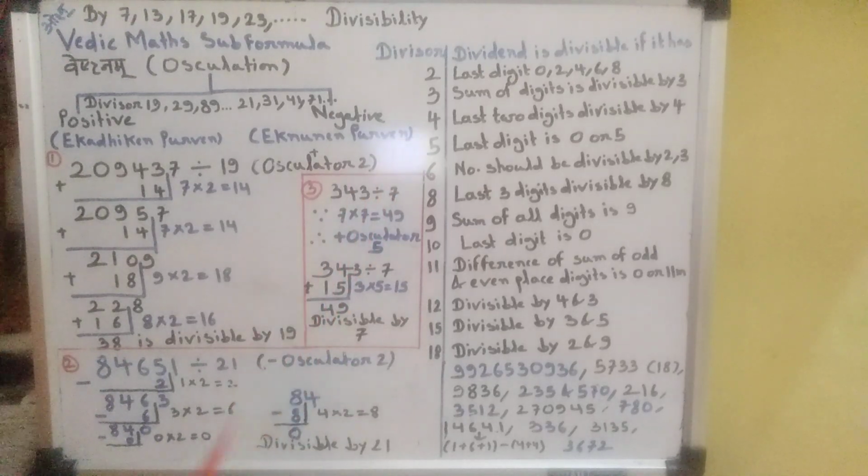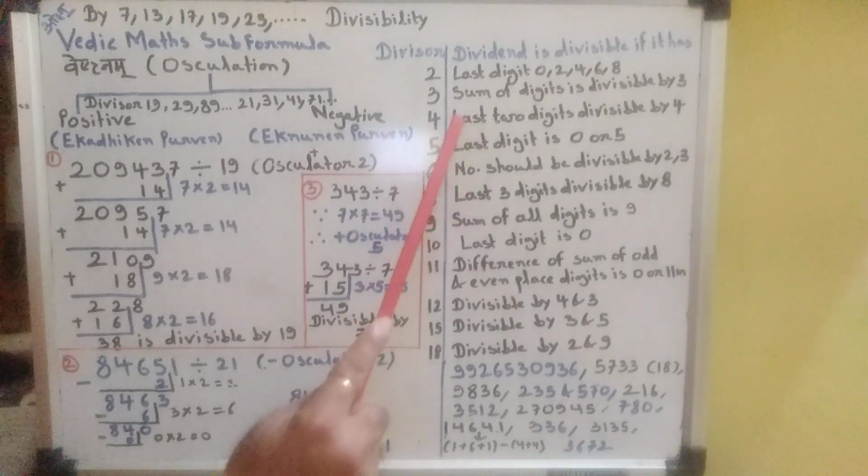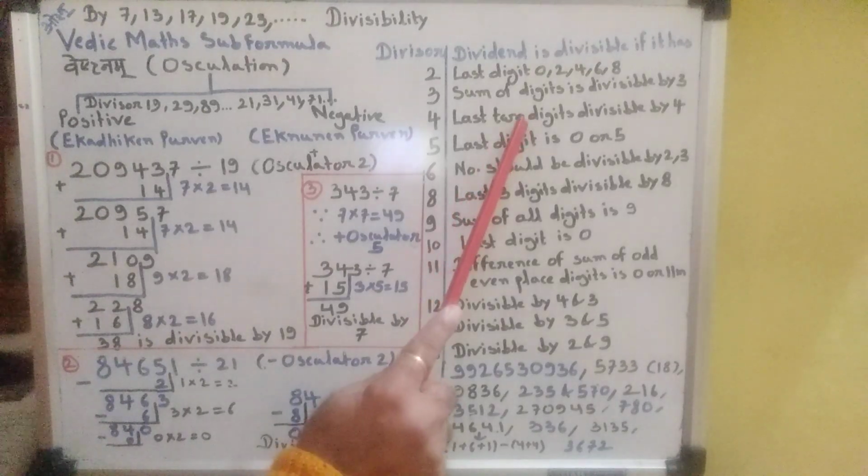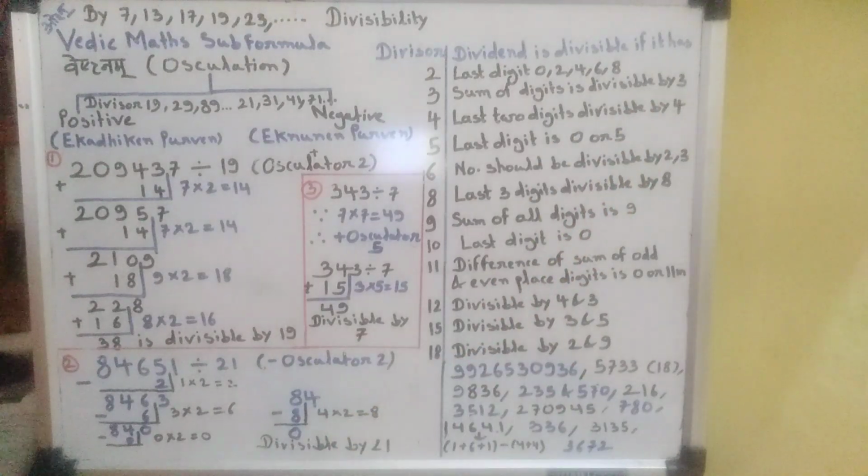To check whether a number is divisible by 4 or not, we observe the last two digits of the number. If the last two digits are divisible by 4, then the dividend will also be divisible by 4. For example, 9836. Here in 9836, the last two digits are 36 and 36 is completely divisible by 4. So 9836 is also divisible by 4.